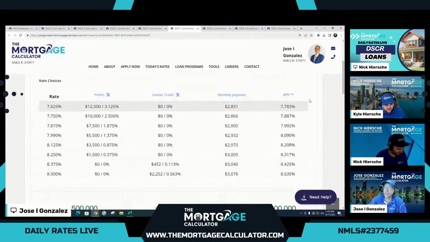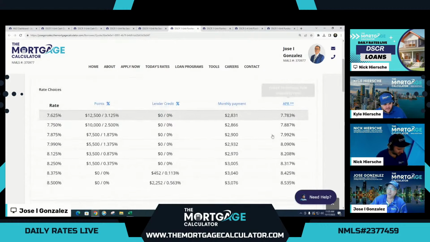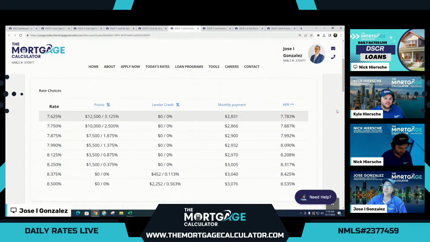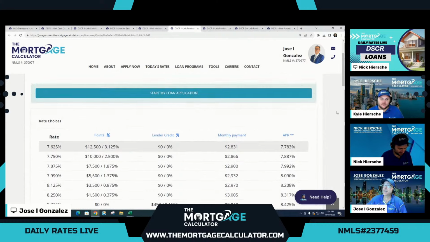So here I wanted to show you the 5 year pricing is so good. Look at it, we got 8.5 with a lender credit. 8.375 still has a little bit of a lender credit. And then you can buy it all the way to 7.625, 80% LTV, DSCR, 1 to 4 unit purchase. This is giving me goosebumps here. Look at that, 80%. Amazing.